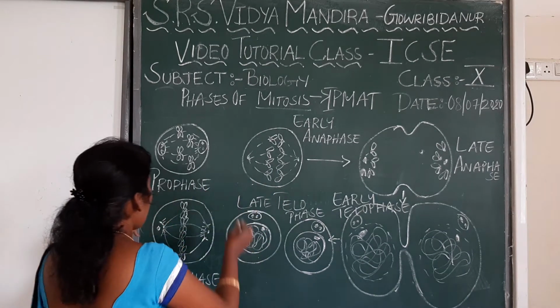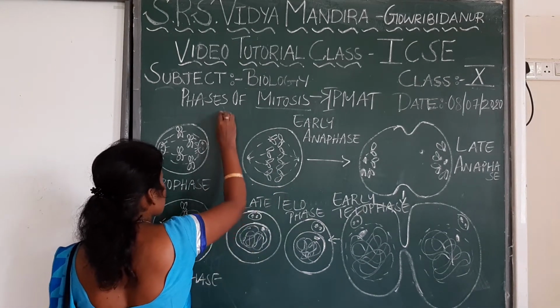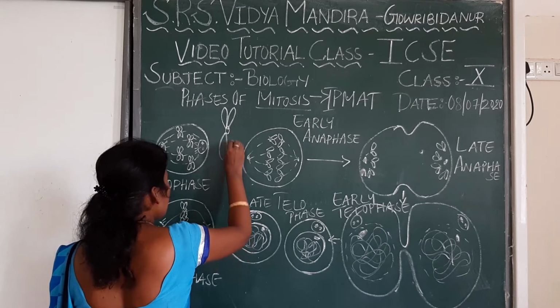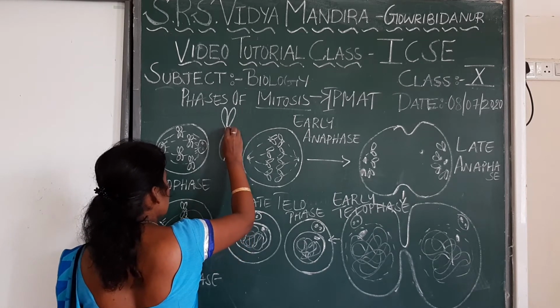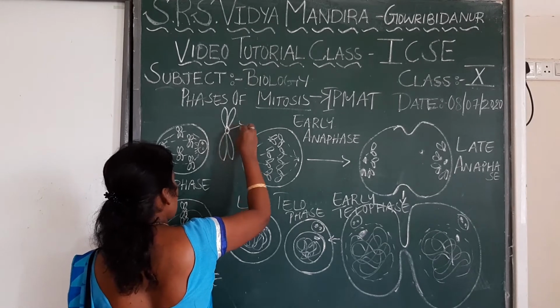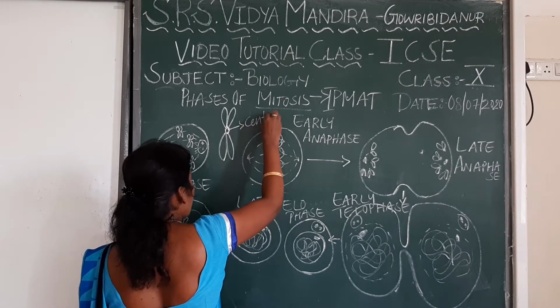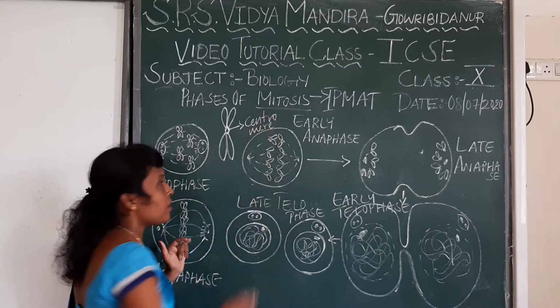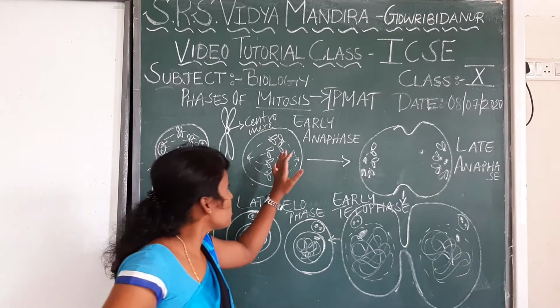What happens in the early anaphase? Before going to that, I have also told you the general structure of the chromosome, right? This is the general structure of the chromosome. What is this central part called? Centromere. Correct, no? This is called the centromere.